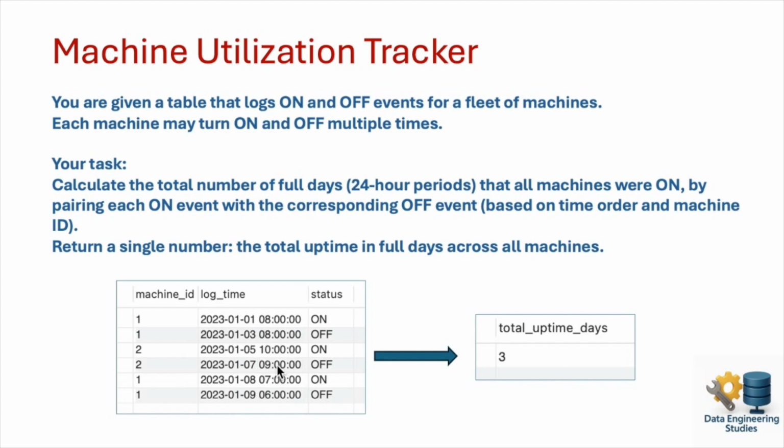The first machine is again turned on 1-8 at 7 am and it is turned off on 1-9 at 6 am. This is less than 24 hours. So we cannot consider this because it is not a full day. So both the machines are turned on for 3 days, which is the first machine for 2 days and the second machine for 1 day. 2 plus 1 is 3. I hope the question is clear. Now let's get into the implementation.